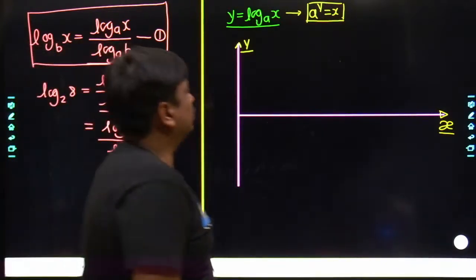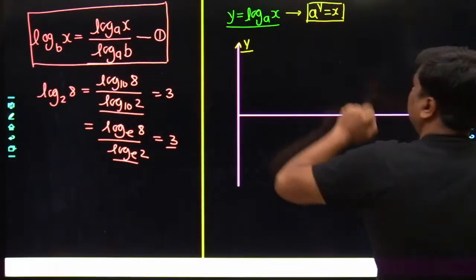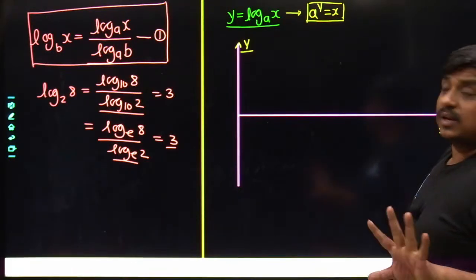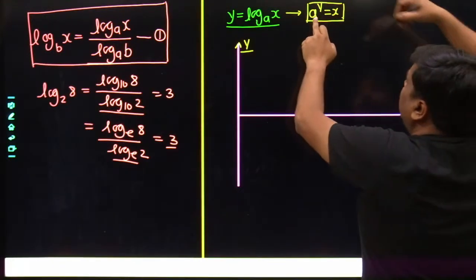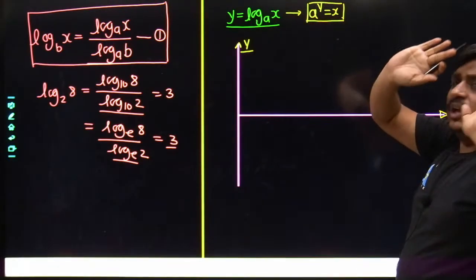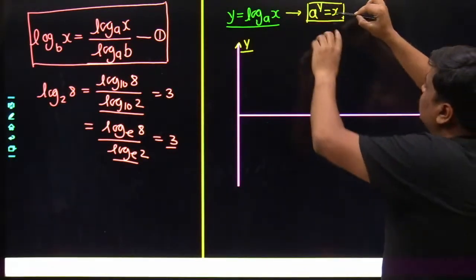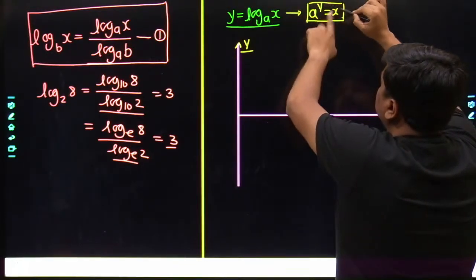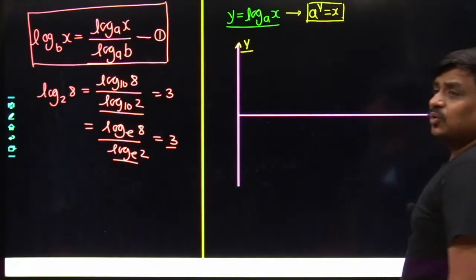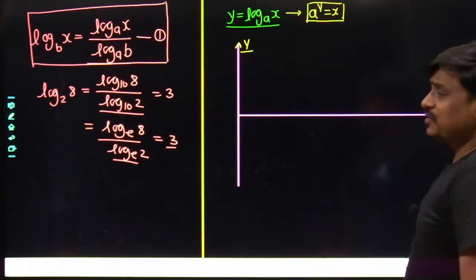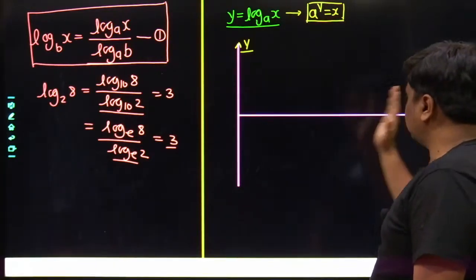Just try to understand in this way. For the time being, I have taken a greater than 1. As the value of y is increasing, definitely x would increase. You should have a clear-cut idea: a has been taken greater than 1, and as y is increasing, x is also increasing. In which direction would y increase? Obviously in this direction y would increase. And in which direction would x increase? Obviously in this direction x would increase.